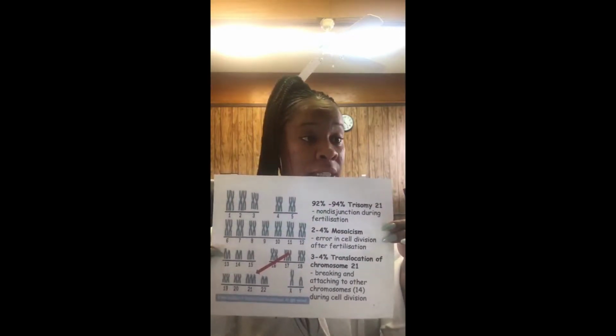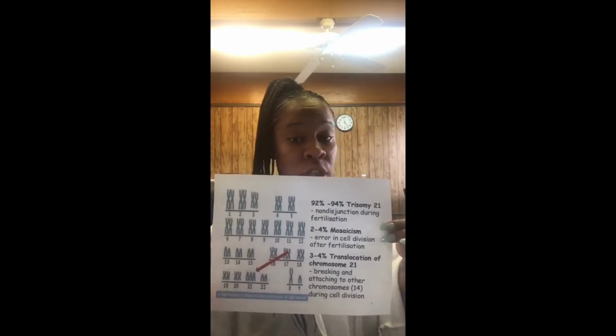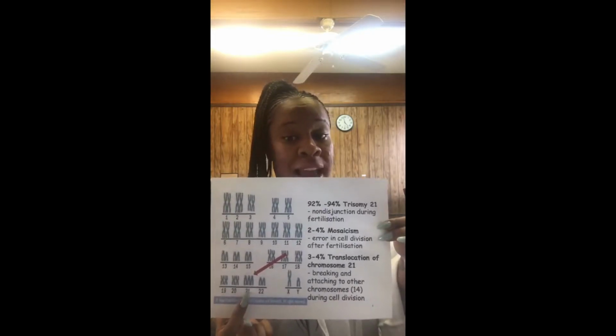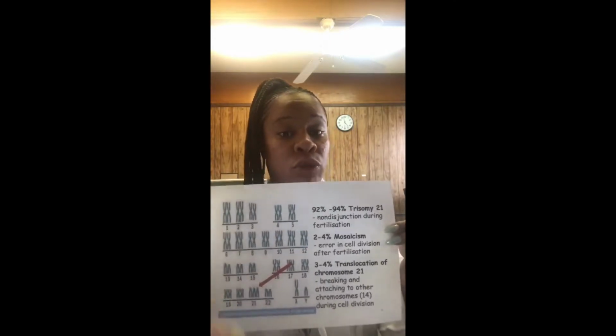And what happens is the breaking down and attaching to other chromosomes during cell division will leave you with 3 copies of the chromosome. And if you have this going on, then you will be diagnosed with Down syndrome. And this is why they call Down syndrome trisomy 21, because chromosome 21 has 3 copies instead of 2. And that concludes my part of the research.